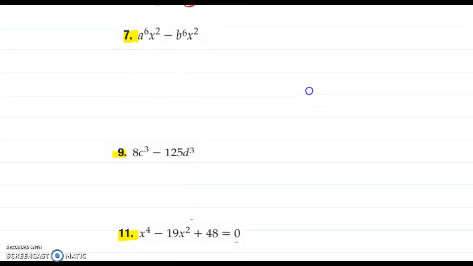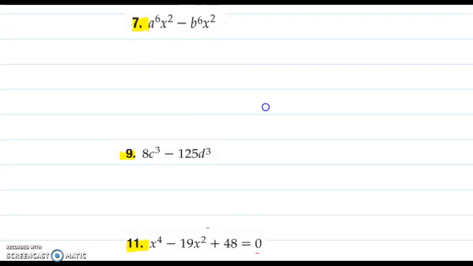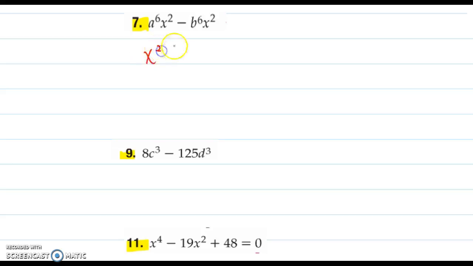Let's look at number 7. All right, again, is there a greatest common factor? Yes, there is. I can pull out x squared, and that leaves me with a to the 6th minus b to the 6th. Okay, and now I ask myself, how many terms? I have 2 terms. So it could be a difference of squares or a difference of cubes since I'm subtracting.